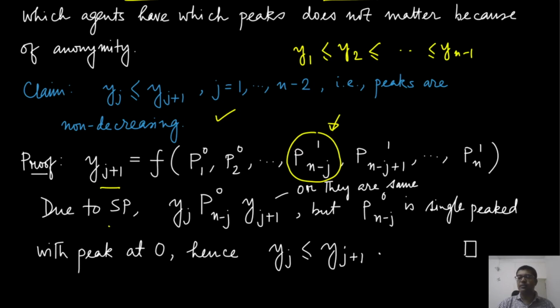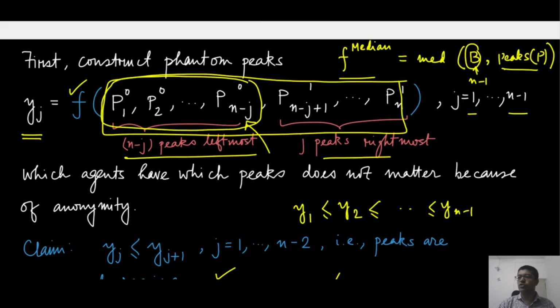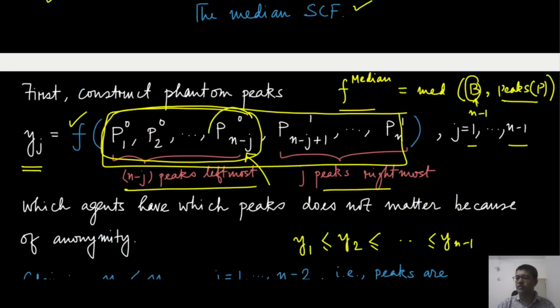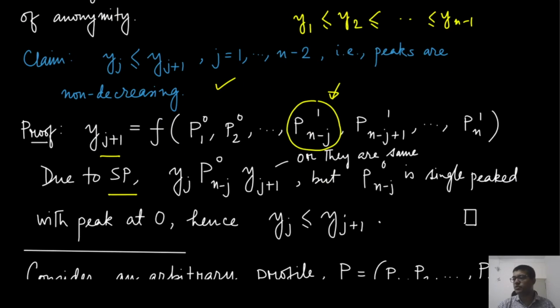Now what should happen for strategy-proofness? If you look at this preference profile, because f is strategy-proof, in this preference the outcome y_j should be preferred more than y_{j+1}.